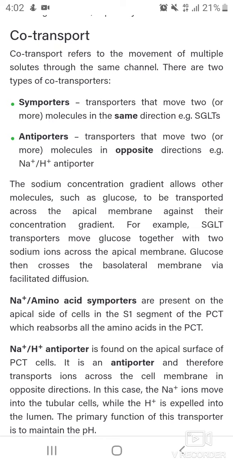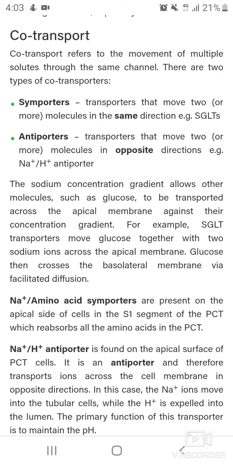In the previous video we discussed the proximal convoluted tubule, its structure and its function like reabsorption. In this next video, we are discussing the further functions like co-transport. Now we will move toward the co-transport.